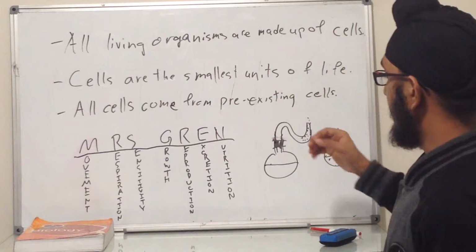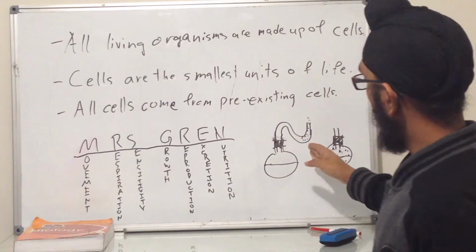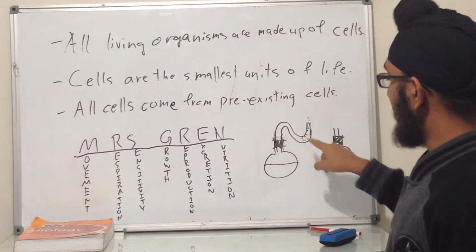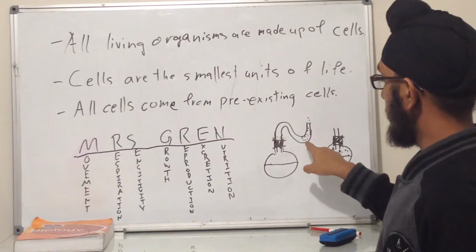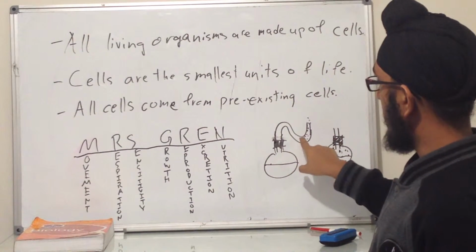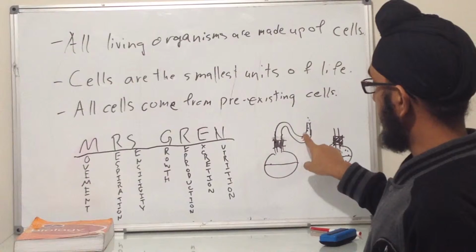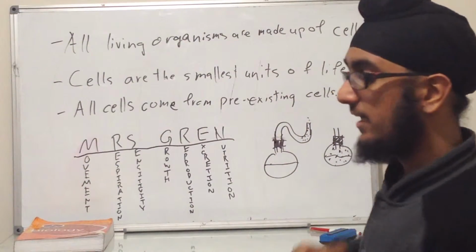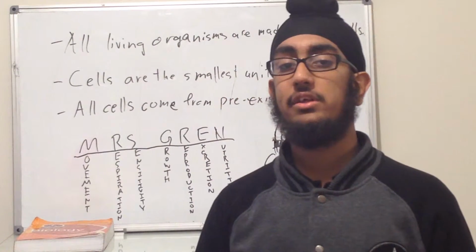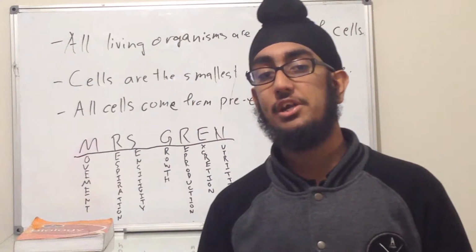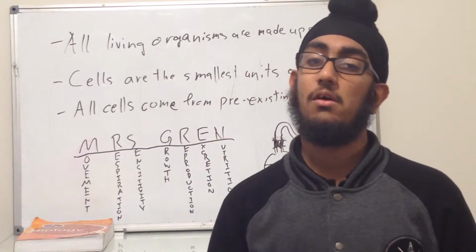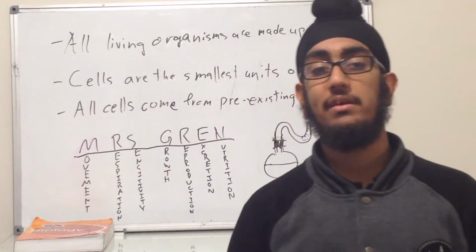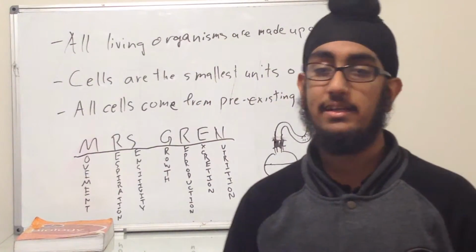Whereas in the one with the S-shaped long tube, the microorganisms could not travel as quickly as they did in the other one. After a couple of days, they were still in the tube, but they couldn't reach the broth, and so there were no organisms living in the broth. He did this to disprove the idea of spontaneous generation, which said that living organisms come from non-living matter, so they are spontaneously made.